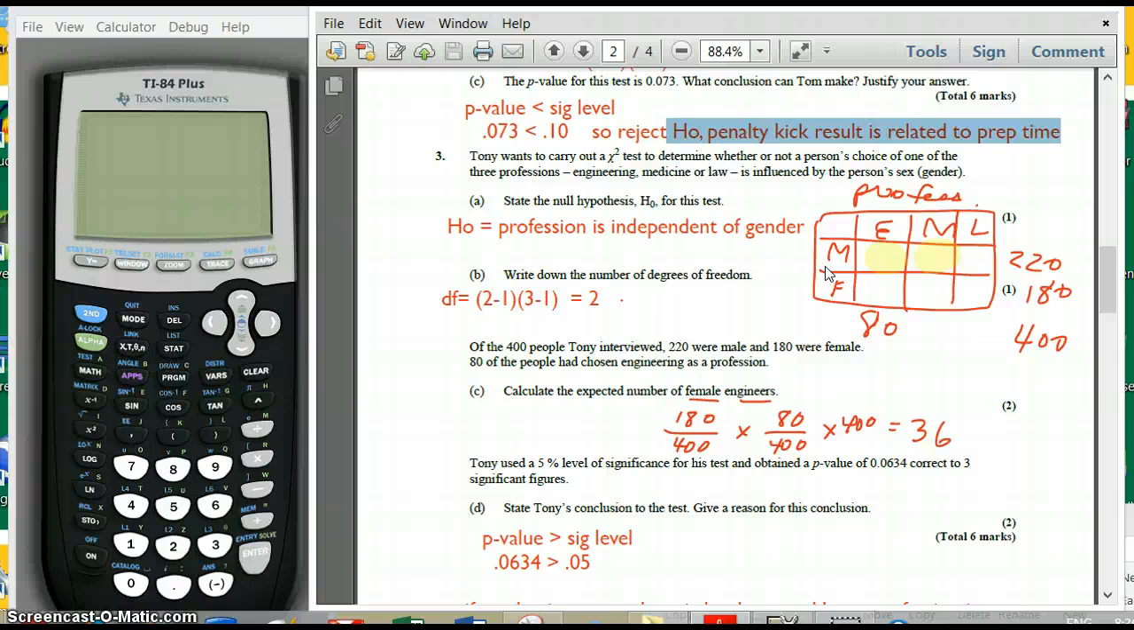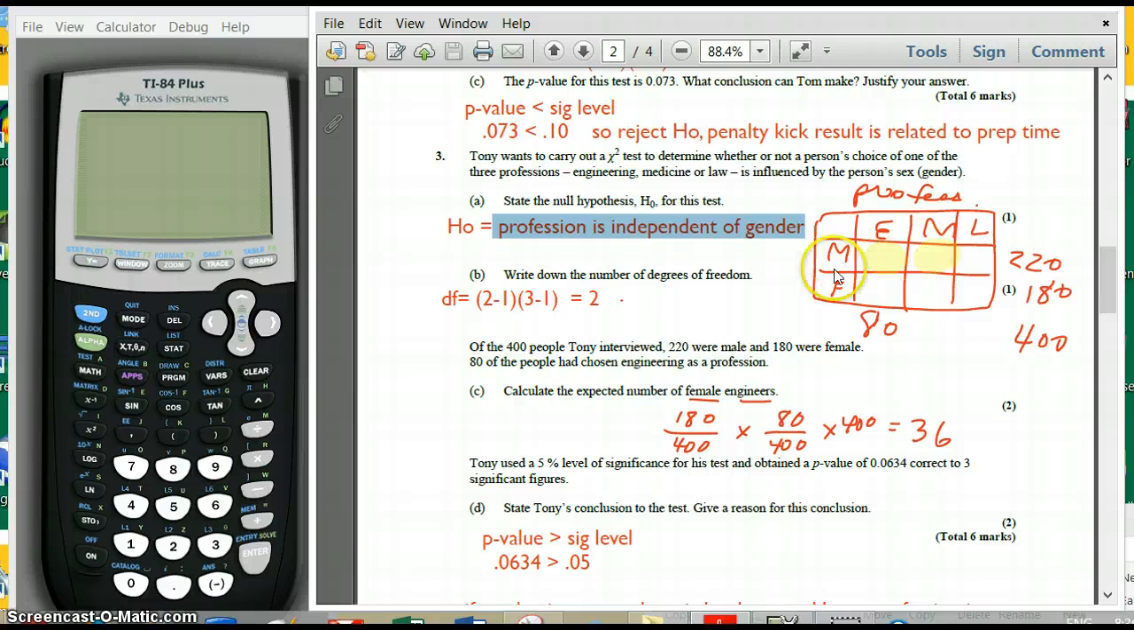And then when we state the null hypothesis, we're just going to say that profession is independent of gender, because those are 2 factors. And in the null hypothesis, you always assume that they're independent. Okay. Write down the number of degrees of freedom.